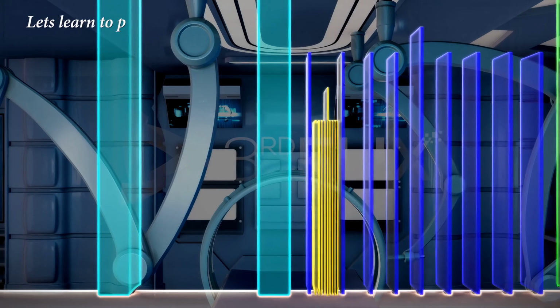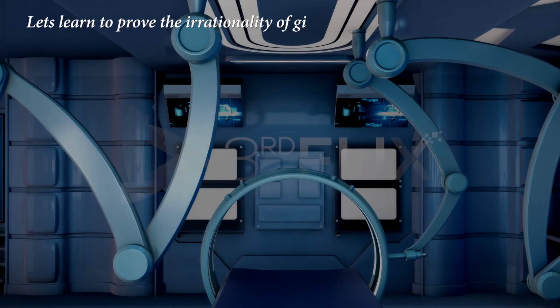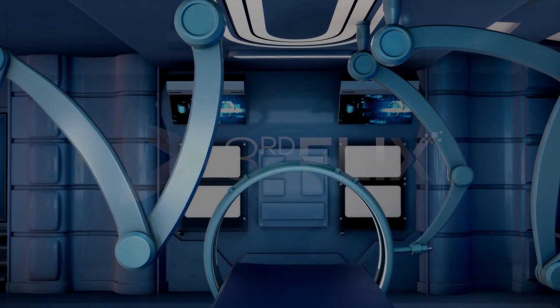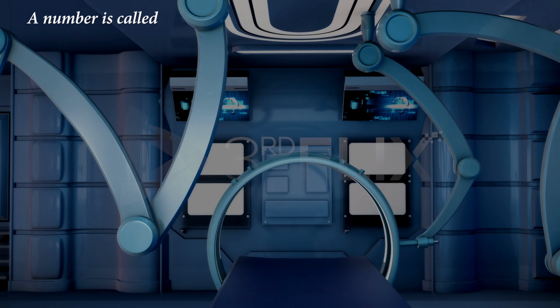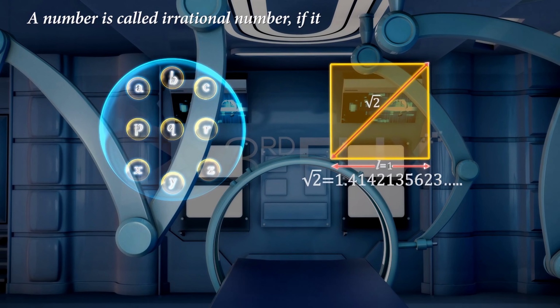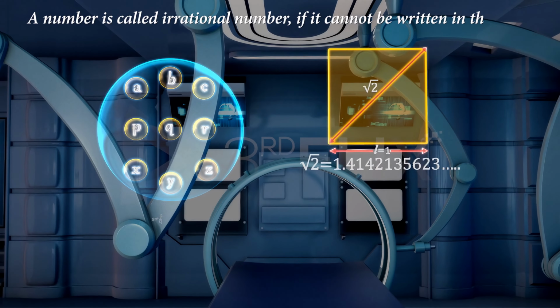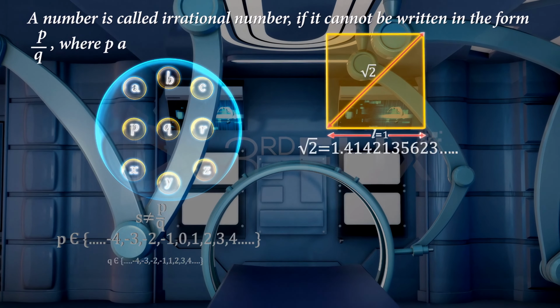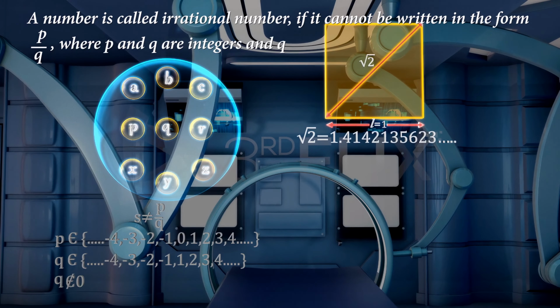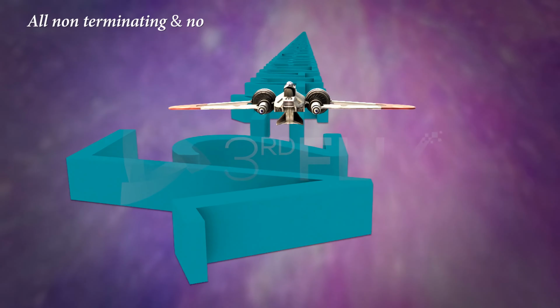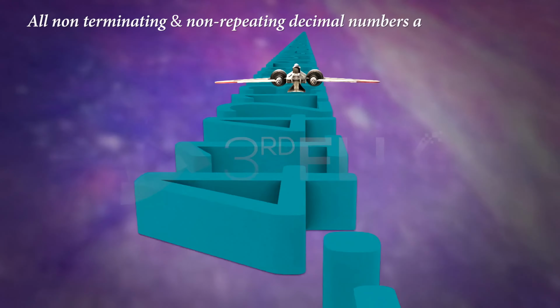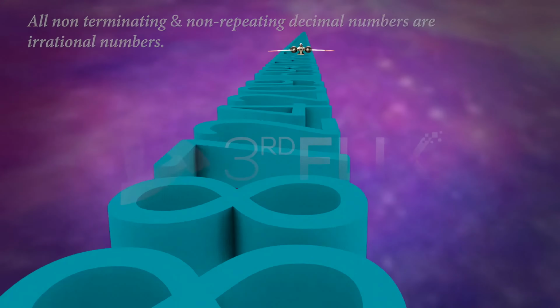Let's learn to prove the irrationality of given numbers. A number is called irrational number if it cannot be written in the form p by q, where p and q are integers and q not equal to 0. And non-terminating and non-repeating decimal numbers are irrational numbers.